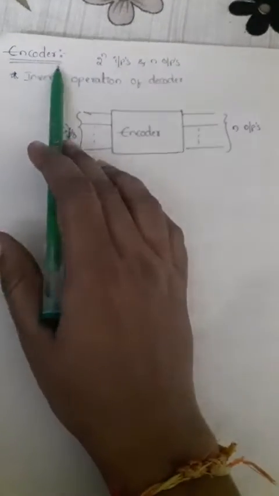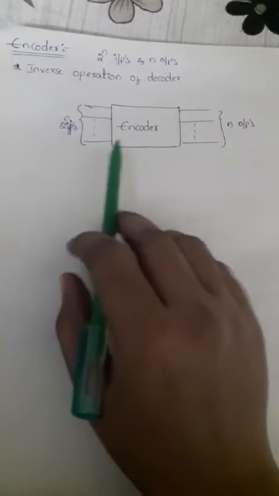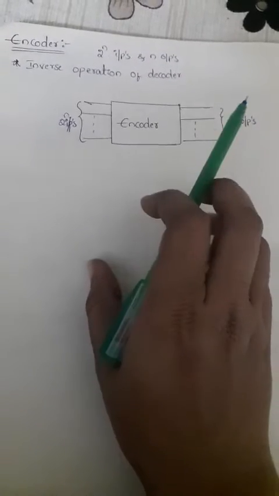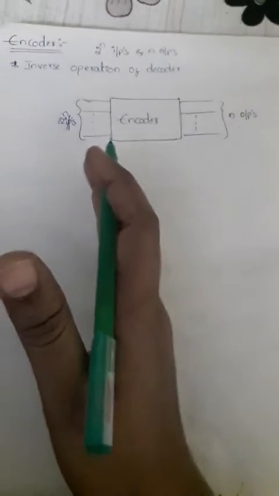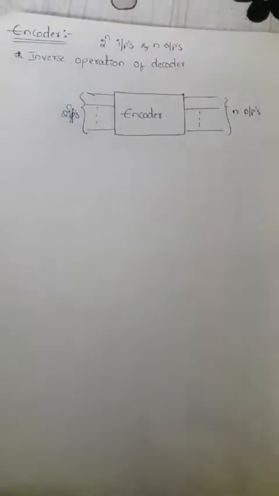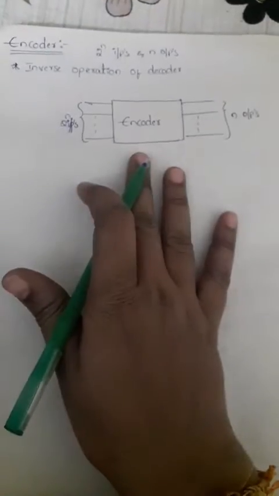Here you can observe the block diagram of the encoder. It consists of 2 power n input lines and n output lines. That means the encoder is also a multi input and multi output logic circuit. The operation is the reverse: input lines of the decoder appear at the output, and output lines appear at the input in the encoder. That is the only difference between encoder and decoder; the remaining things are the same.